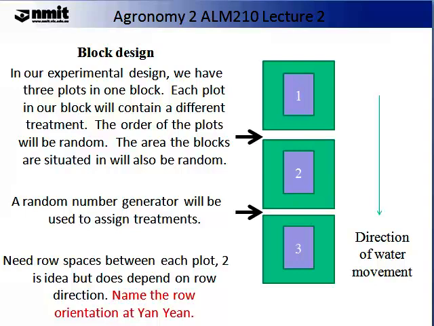In an ideal experiment, you would insert row spaces between each plot. In our experience for fertilizer experiments, 2 row spacings are ideal. This does, however, depend on the direction of the rows relative to the layout of the plots. At your next visit at Yanyin, note the row orientation. Is it north-south or east-west? And if this is different, update this illustration to complete your notes.